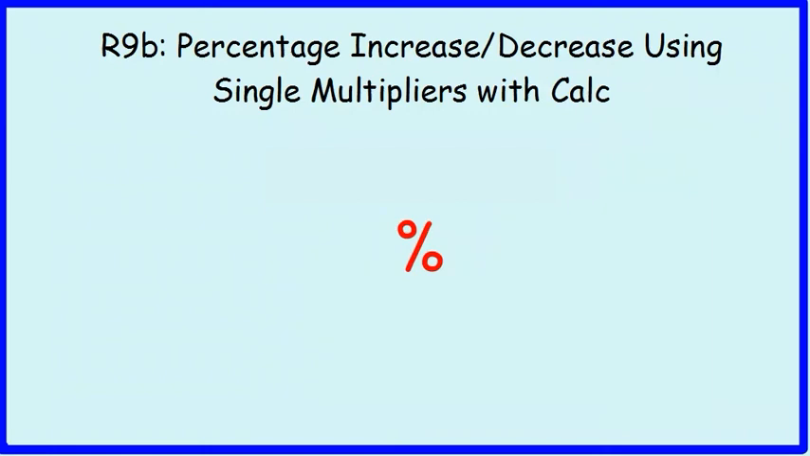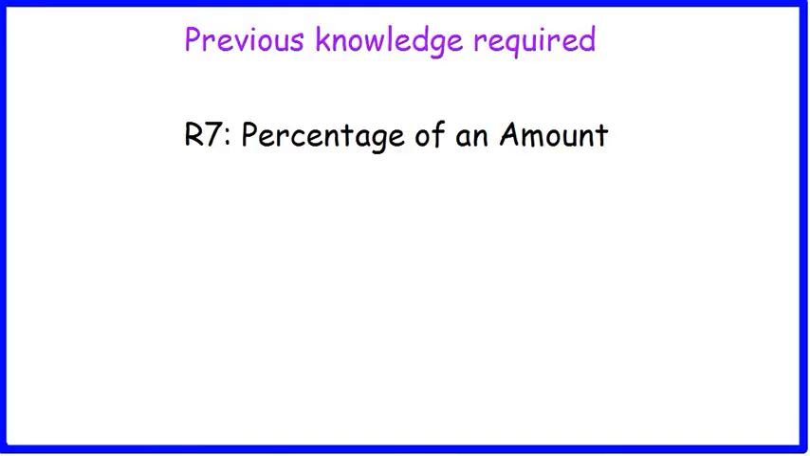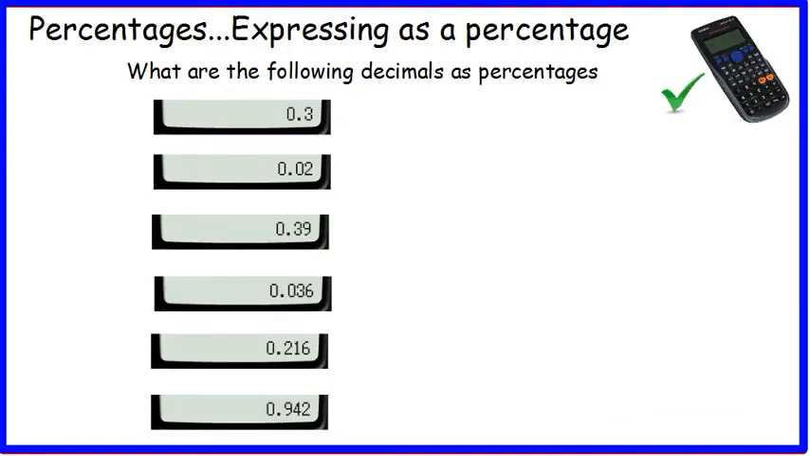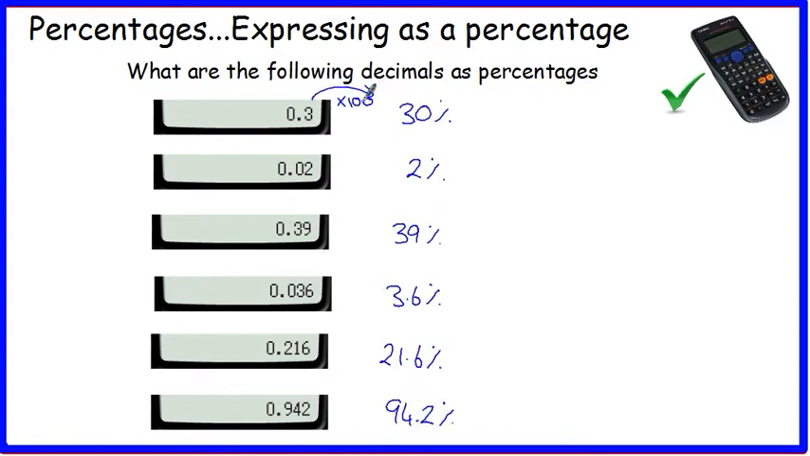In this video, we're going to look at percentage increase and decrease using single multipliers with a calculator. Previous knowledge for this is to find the percentage of an amount. You would also need to be able to read off decimals as percentages, and we've looked at this before as well. To get decimals as percentages, you multiply by 100. So all of these decimals equal these percentages on the right-hand side.